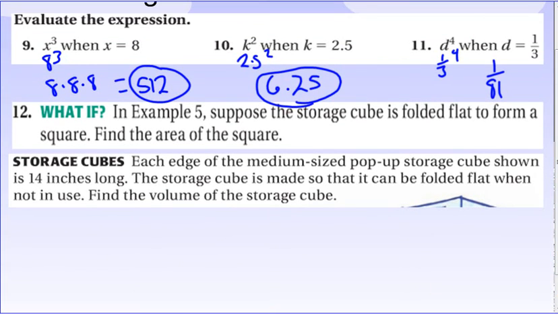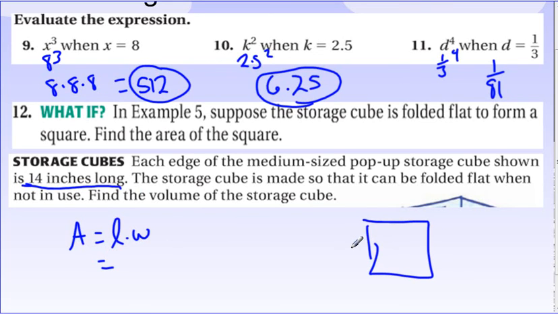Okay, and number 12 here. It says, suppose in example 5, the storage cube is folded flat to form a square. Find the area of the square. So we're trying to find the area of the square, so we're using length times width. Now we've got to figure out what the length and width are. Each edge of a medium-sized pop-up storage cube is 14 inches long. I really don't need anything else because I'm trying to find the area. If each side of this square is 14 inches long, length is 14, width is 14, area is just 14 times 14.